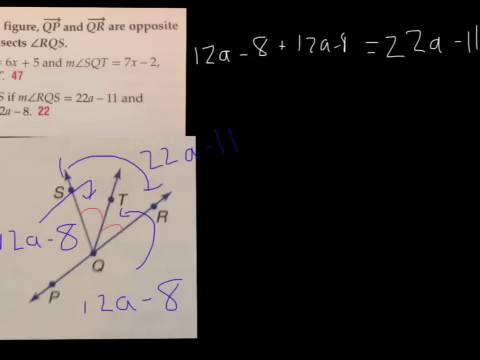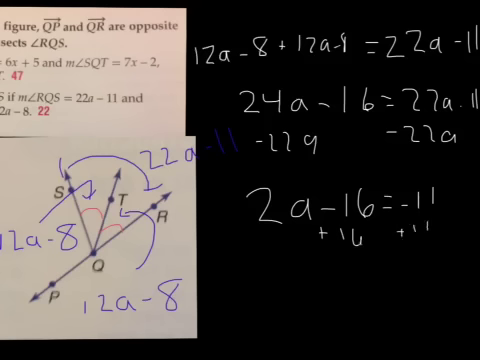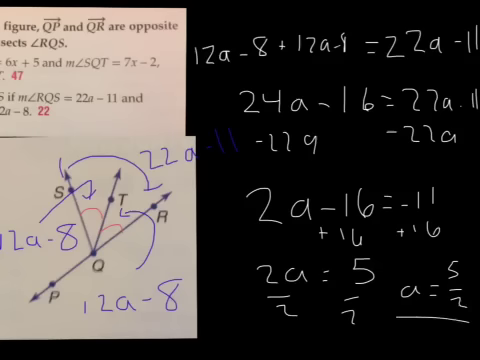From here we can solve. We can put our A's together, we'll get 24A. We can put our 8's together, minus 16 equals 22A minus 11. Let's bring our 22A over. That'll give us 2A minus 16 equals negative 11. We can add 16, we'll get 2A equals 5. And then if we divide by 2, we're going to get A equals 5 halves.